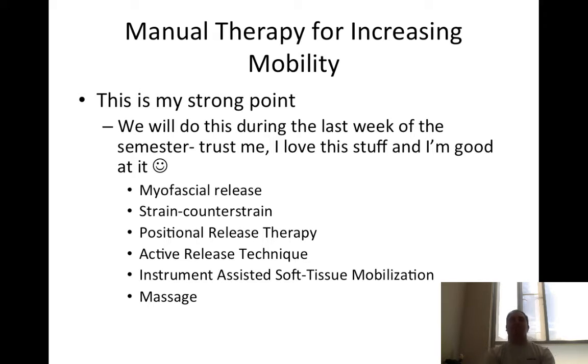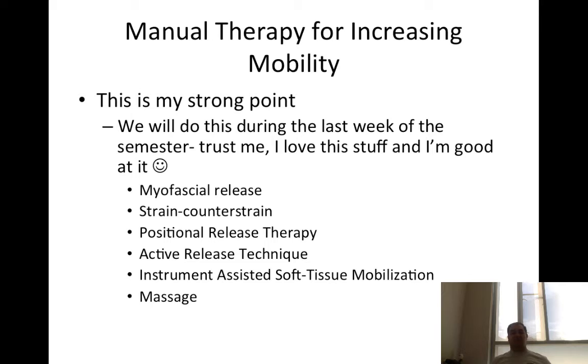Manual therapy for increasing mobility. This is my bread and butter. This is my strong point. We'll do this during the last week of the semester in class. I love this stuff. I'm good at it. I'm not trying to toot my own horn, but I like it. This myofascial release, awesome stuff. I can do myofascial release with pretty much any body part. We'll learn how to do some myofascial, so you're at least getting your hands wet and learning some of these manual therapy techniques.